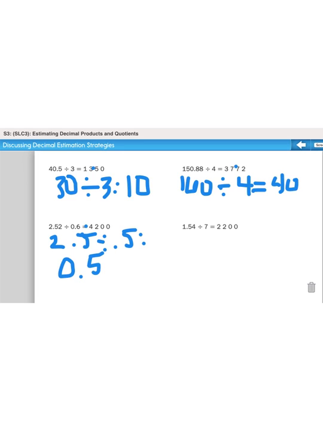Then finally, 1 54/100 divided by 7 equals, and we have the digits 2200. We know that 1.54 is less than one group of 7, so the answer must be less than 1. So if the answer is going to be less than 1, my only place for my decimal point to go is right out here in front, so that it's 0.2200.